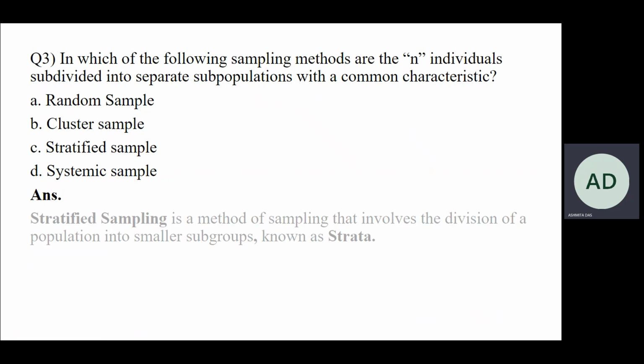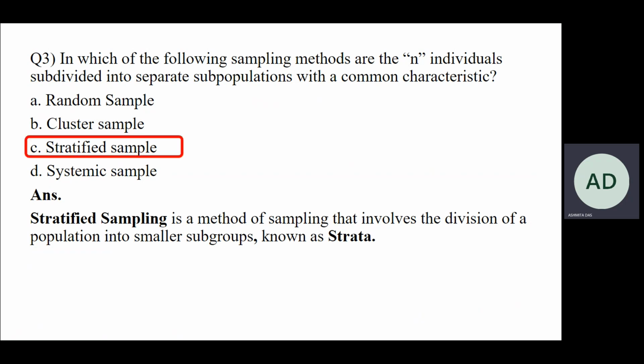So to get a more definite definition of stratified sampling: it is a method of sampling that involves the division of a population into smaller subgroups based on common characteristics, and these subgroups are known as strata. So in this case, the correct answer is option C.